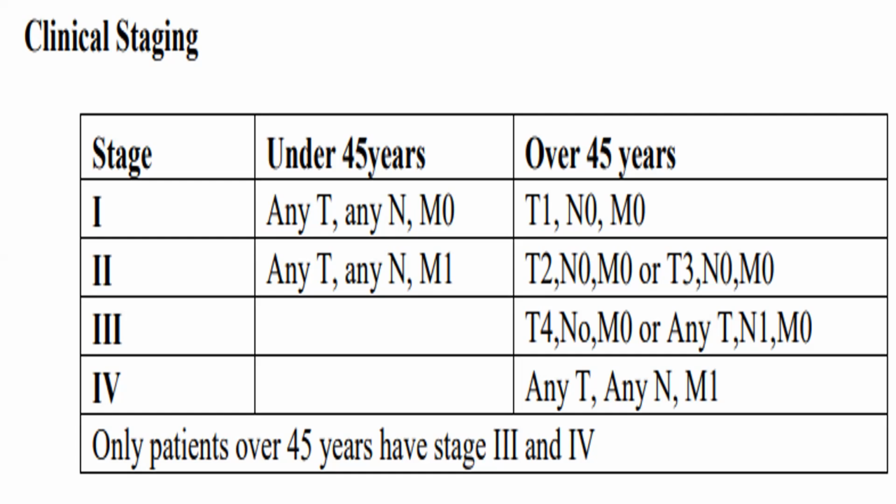Remember, in under 45, you're not having stage 3 and 4, but in the over 45, we're having stage 3 and 4. That's if you're having T3, N0, M0, or if you're having T, N1 or M0, that is stage 3 in over 45 years old. If you're having any T, any N, or M1, it is stage 4. Yeah, that's how it is.